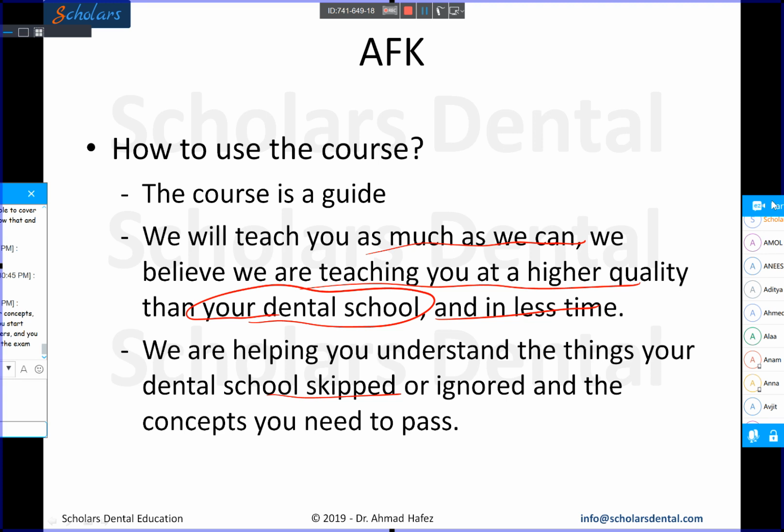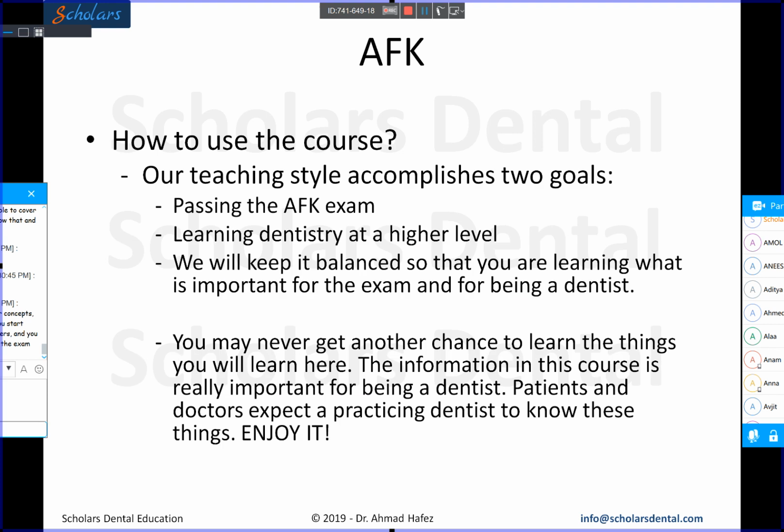I'll tell you how we started the course later on, just to see how this whole thing started. So how to use the course? Our teaching style accomplishes two goals, guys. The first main goal is to pass the AFK exam. And the other goal is to actually learn dentistry at a higher level. And we're going to keep the balance between learning what you need for the exam and also for being a good dentist here.